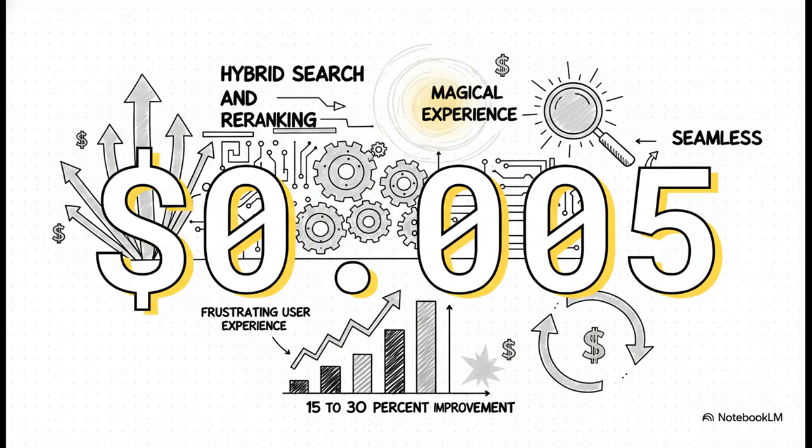And the craziest part? Hitting this elite, production-grade quality level only costs about half a cent per query at scale. I mean, when you weigh a fraction of a penny against a massive 15 to 30% jump in system accuracy, the ROI is an absolute no-brainer. It's quite literally the difference between a frustrating user experience and a completely magical one.